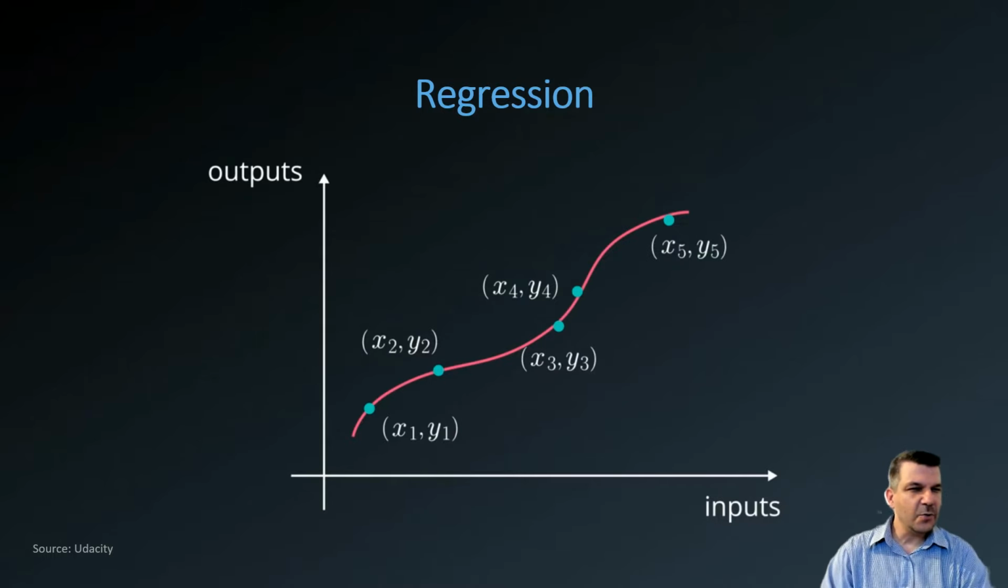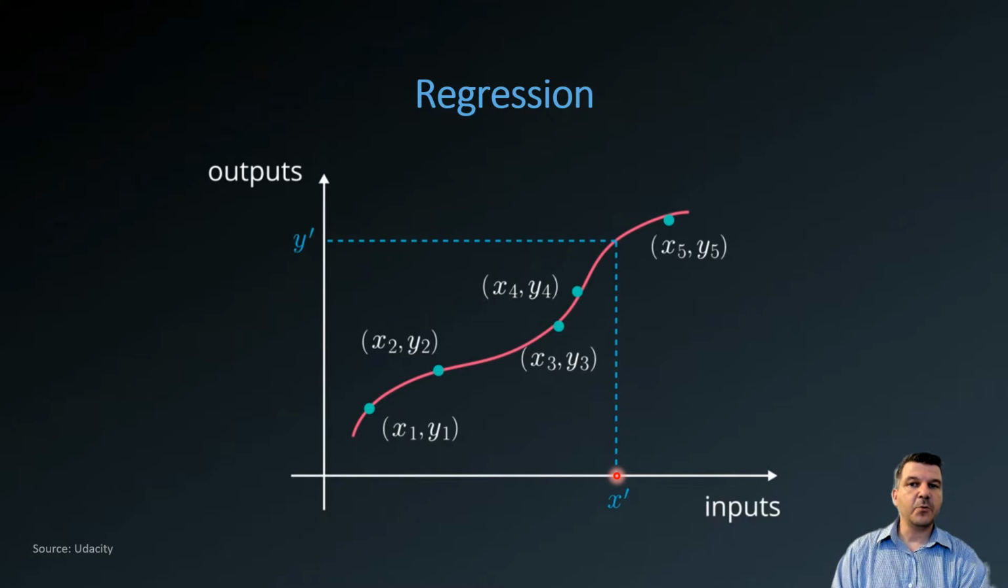Okay, so here we define a curve, a line, whatever that can go through those points as much as possible. So when we ask the neural network what the output would be for an input x prime, then it would come up with the y prime. So that's what regression really is. So you see how different this is compared to classification, right?